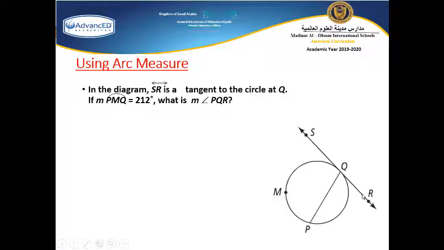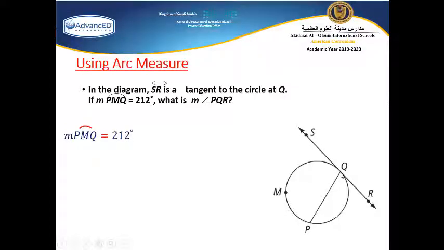Here we have tangent SR, and the measure of the arc PMQ equals 212, as we see in the given. How do we find the measure of angle PQR? Since we have a tangent, the angle PQR equals half the measure of the intercepted arc PQ. Let's find the measure of the arc PQ.